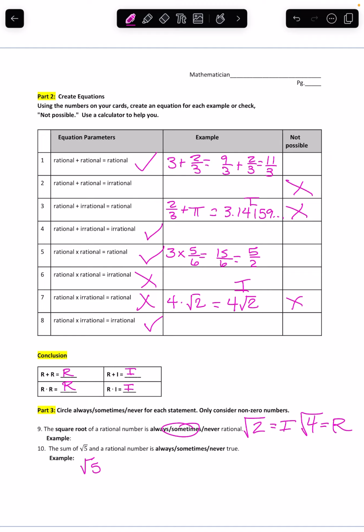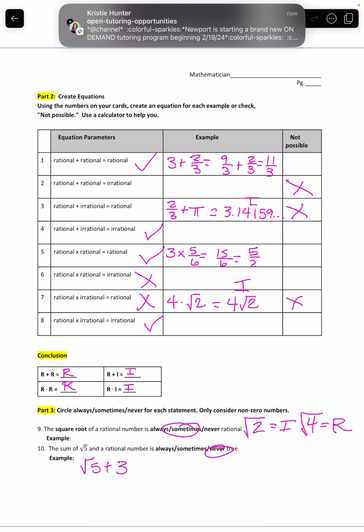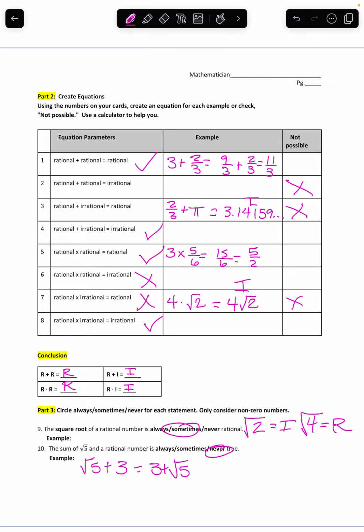And then the sum of the square root of 5 and a rational number is always, sometimes, never rational. That's going to be never, because if I add a rational number, let's do plus 3, it's just going to equal 3 plus the square root of 5, which is irrational. Even if I do the square root of 5 plus 2/3, that's still going to equal 2/3 plus the square root of 5. So always having that square root of 5 is going to give me an irrational number. So it's never going to equal a rational number.